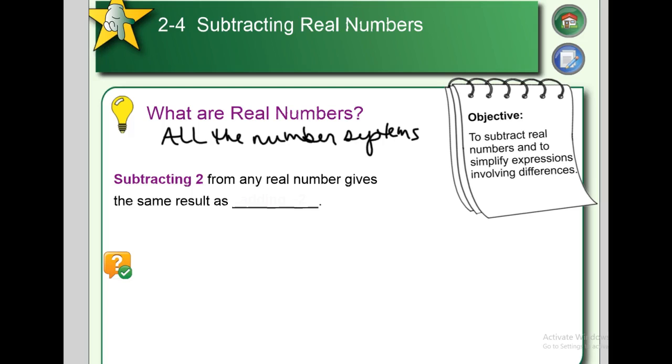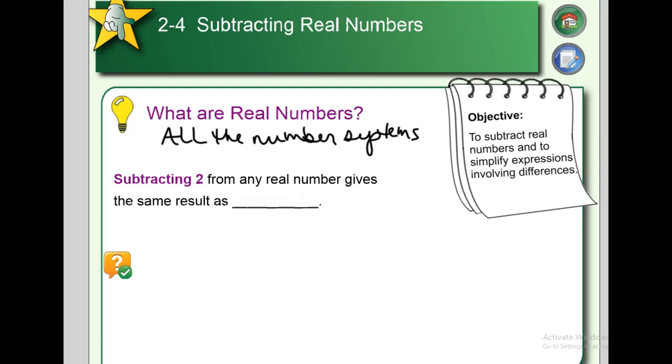Rational numbers. What are rational numbers? Nice. Yes, rational numbers are something that we can write as a fraction. And then irrational numbers. You remember, irrational are things like pi. And so real numbers are all the number systems. So wow, that means everything.